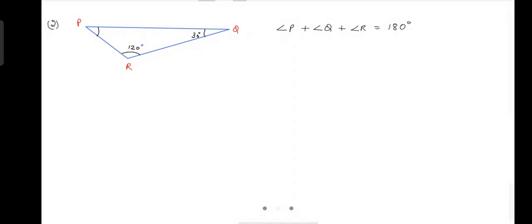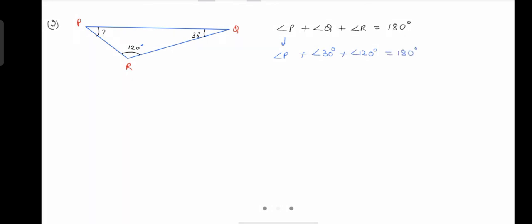Now what we have to find, we need to find the value for angle P. So it means we do not know the value for angle P, but do we know the value for angle Q? Yes, we do know. What is the value? That is 30 degrees. Then do we know the value for angle R? Yes, we know that this angle is equal to 120 degrees. Then do we know the value for 180? Yes, we know. We can just copy it down, right?